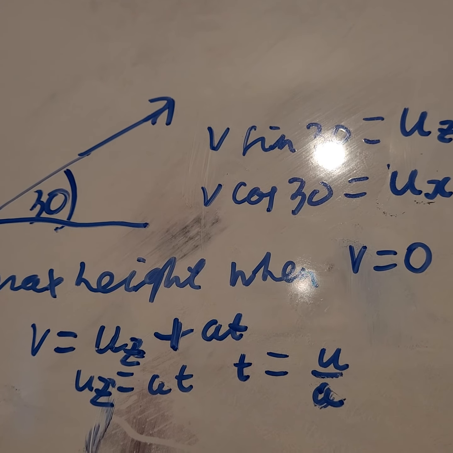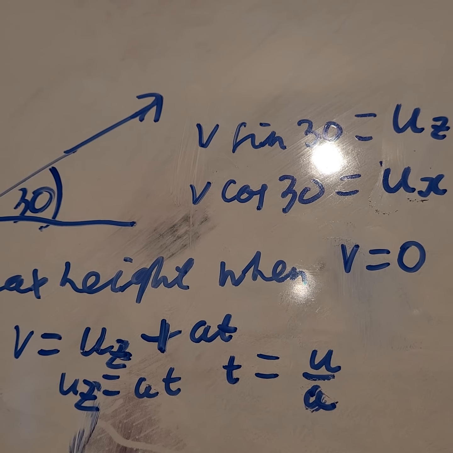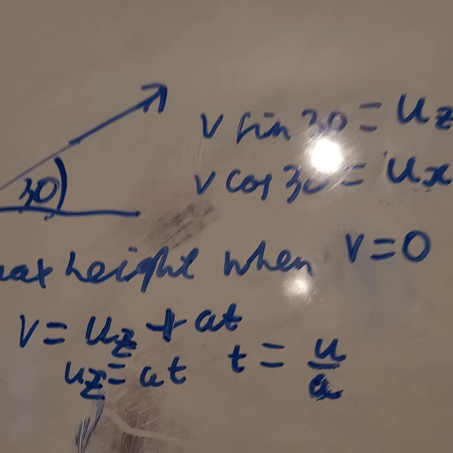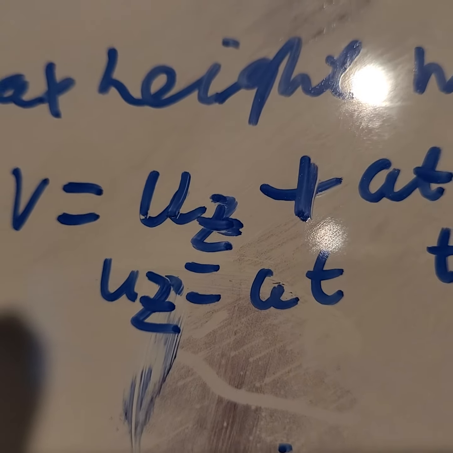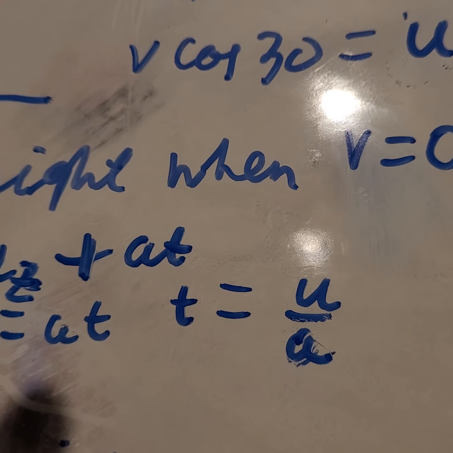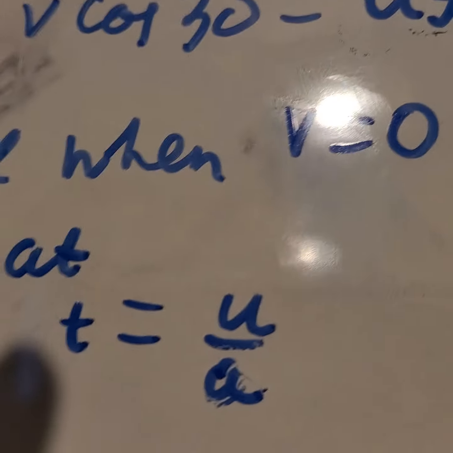So we would essentially have uz is equal to at. Just like we've got here, uz is equal to at, and then we can rearrange to get t as uz over a. That should say uz, but yeah.